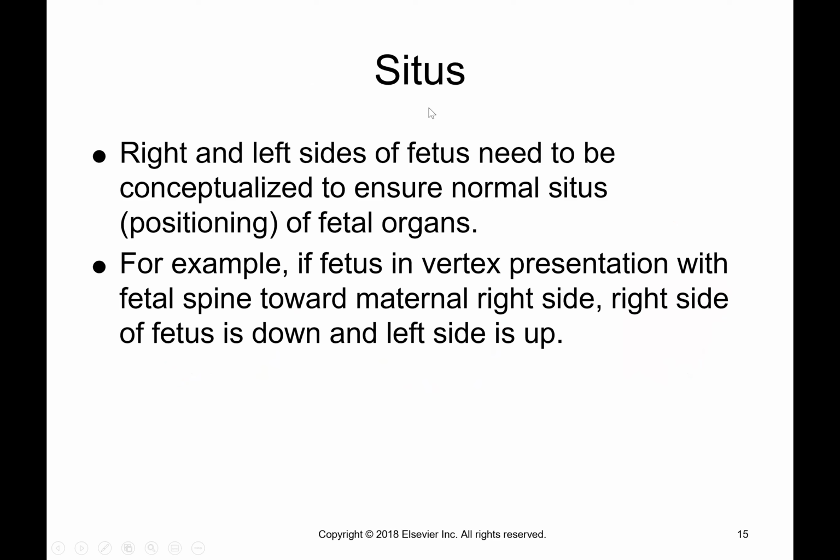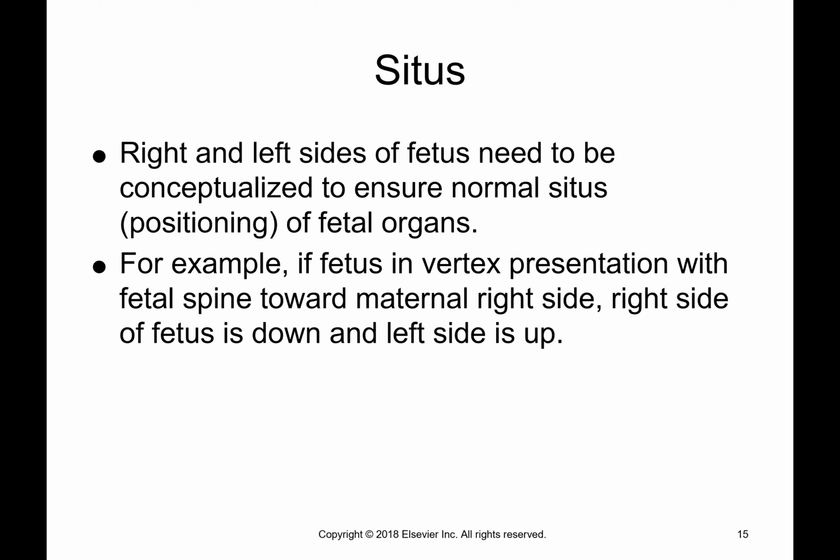So next up, after you figure out if the baby is head up or head down, the next thing you need to determine is situs. The right and left sides of the fetus need to be conceptualized to ensure normal situs position of the fetal organs. Because believe it or not, you can have organs on the wrong side of the body. It doesn't happen very often, but you can have situs inversus.